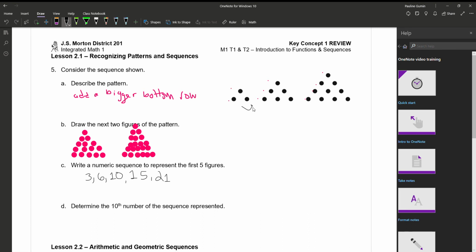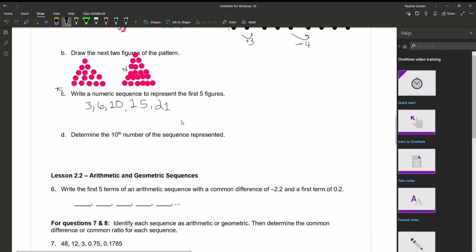Each time we add one bigger bottom row. So we add 3, add 4, and then we added 5, and then we added 6. So to determine the 10th number, let's add 7. So that's 21 plus 7 is 28. Add 8, 36. Add 9, 45. Add 10, 55. So 55 is your answer.